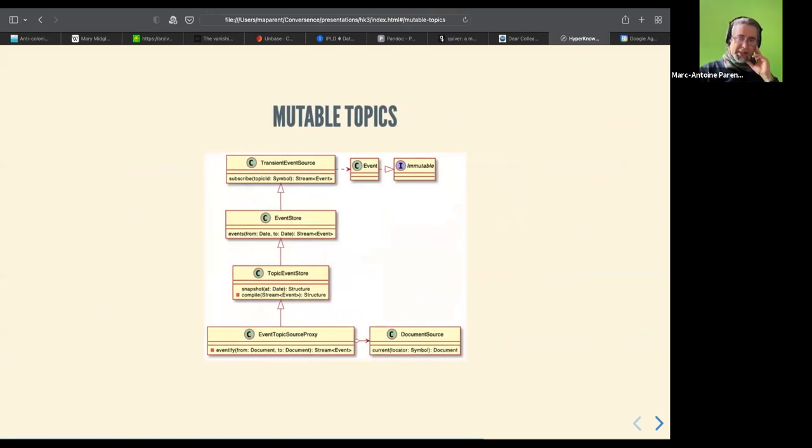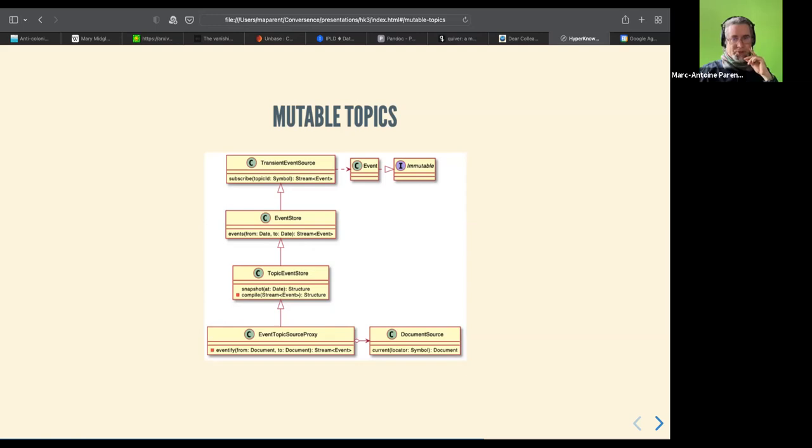So what we're looking at is we have a transient event source, where you can just subscribe to a topic ID, and I'm leaving that a bit vague. There's a symbol, which again might be ambiguous, but let's assume here it is not. So assume it's an unambiguous topic ID, you'll get a stream of events about that topic.